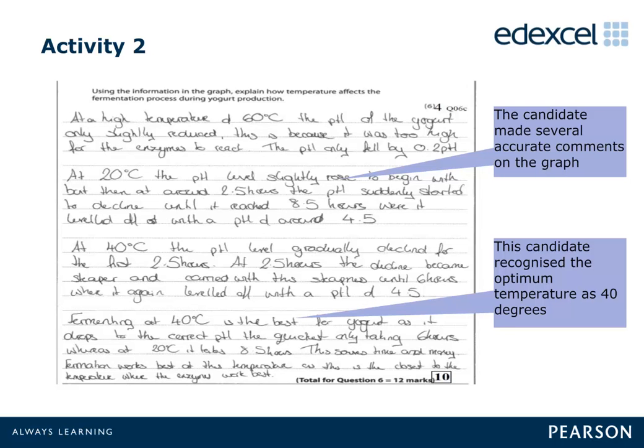This candidate made several correct comments based on the graphical data, recognizing the optimum temperature for yogurt formation and what was occurring at higher temperatures. This candidate achieved mark band 2 with 4 marks, but was unable to access mark band 3 as they did not explain why the pH was dropping due to the conversion of lactose into lactic acid.